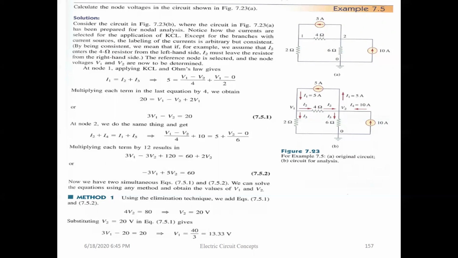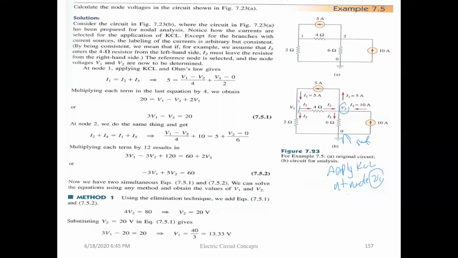Okay, so after we assign the nodal voltages V1 and V2 and assign the currents, now we need to apply KCL at node 1. So we apply KCL at node V1. Again, we always apply KCL at a non-reference node. This is a non-reference node, V1, V2. This is the reference node.